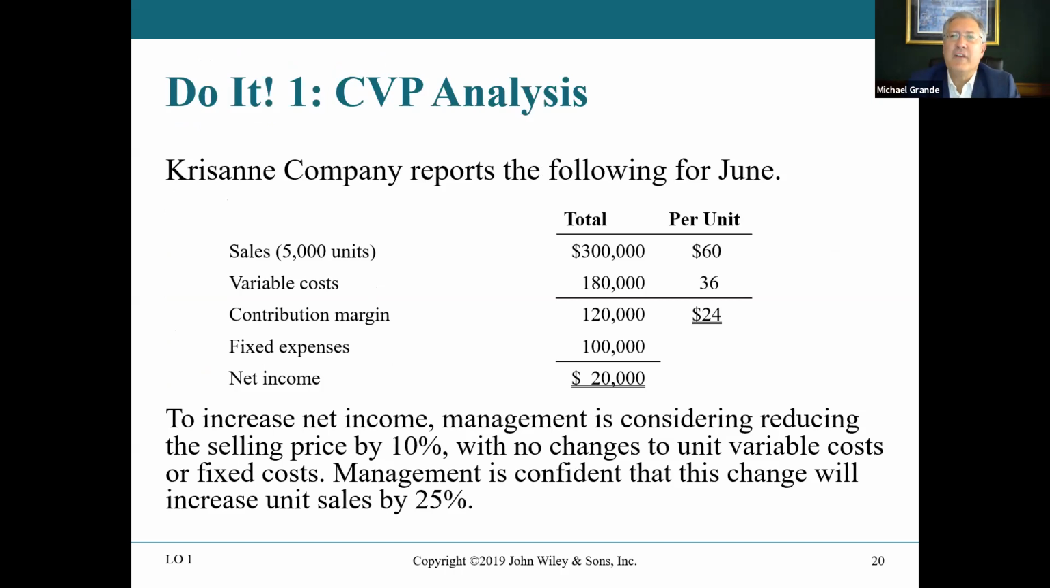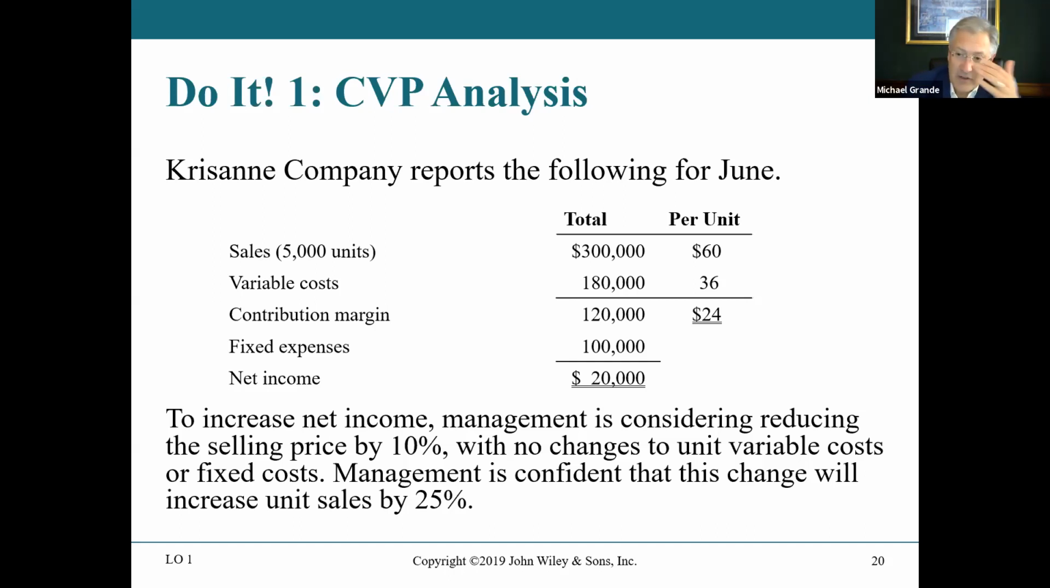This company reports the following for the month of June. Sales of $300,000, sales price per unit $60. They're currently selling 5,000 units. Their fixed costs are $100,000. Net income is $20,000. To increase net income, management is considering reducing the sales price by 10% with no changes to unit variable cost or fixed cost. Management is confident that this change will increase unit sales by 25%.